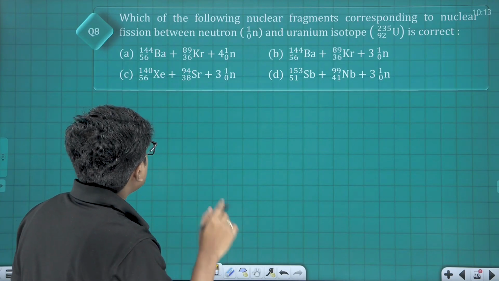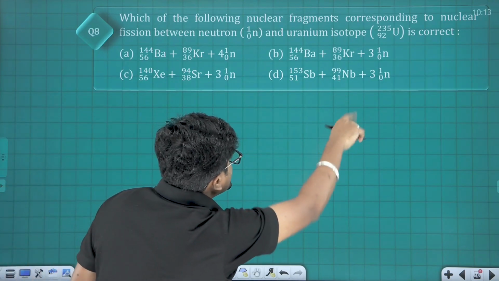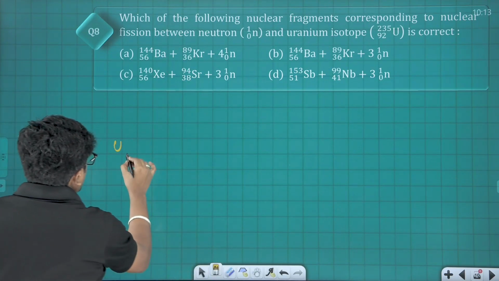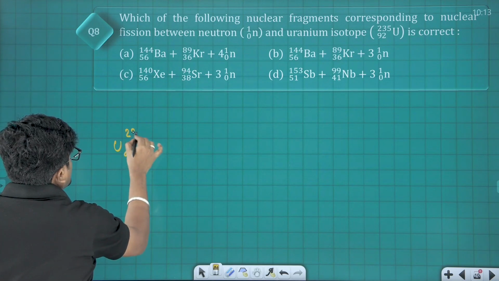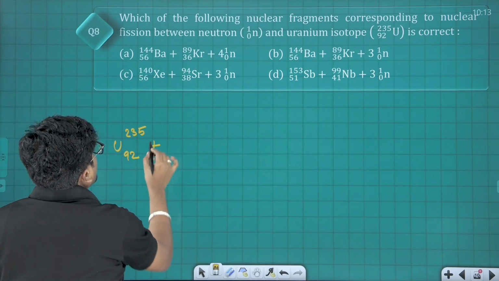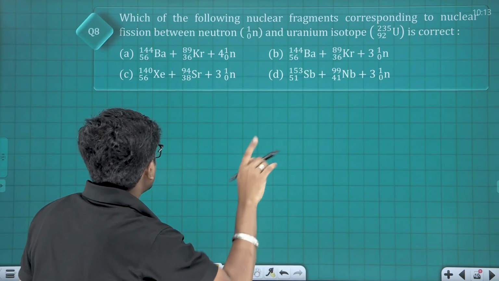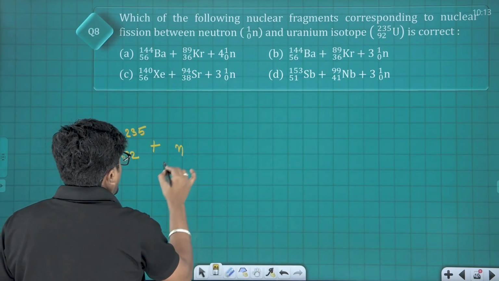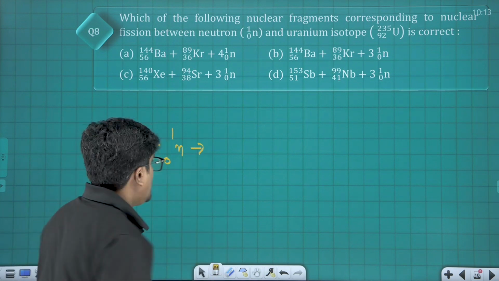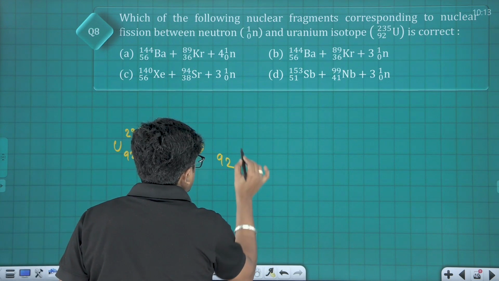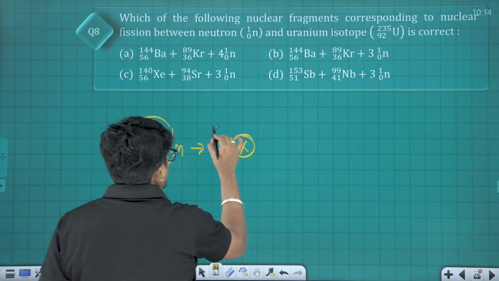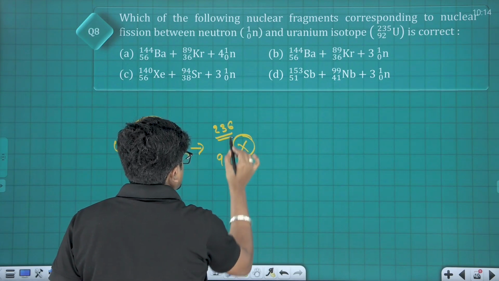Okay, now the reaction is between uranium 235, that is U with atomic number 92 and mass number 235, plus one neutron, isn't it? So that is n with atomic number 0 and mass number 1. So here the atomic number is going to be 92, and the mass number is going to be 236.